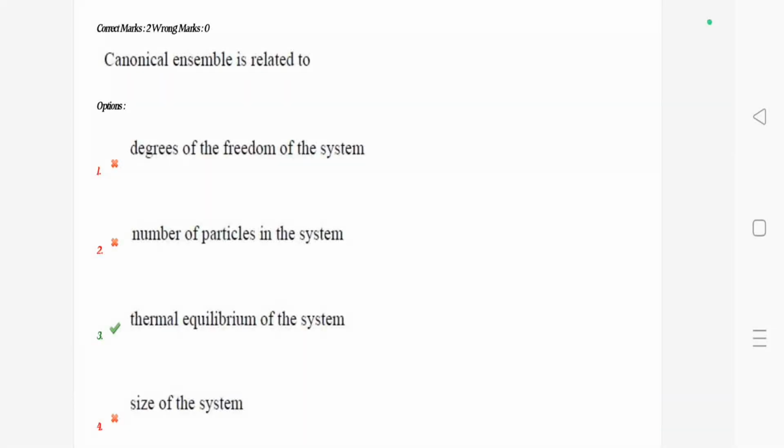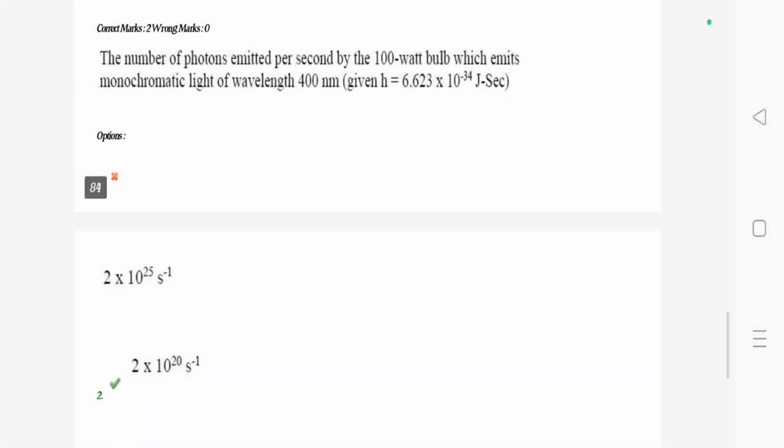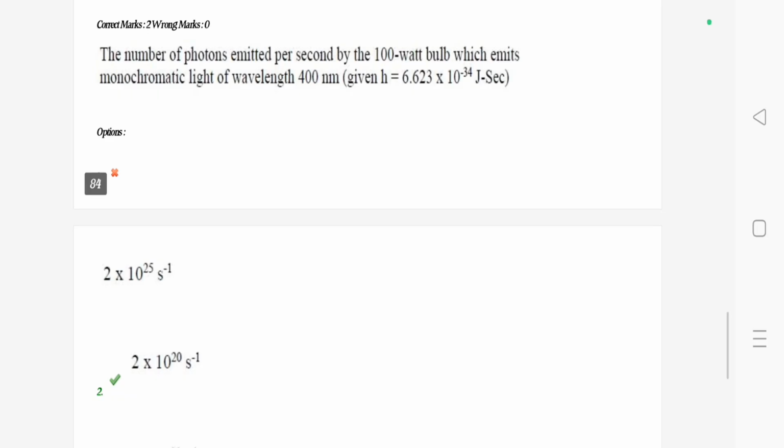Canonical ensemble is related to thermal equilibrium of the system. The number of photons emitted per second by a 100 watt bulb which emits monochromatic light of wavelength 400 nanometer, given h equal to 6.623 into 10 to the power of minus 34 joule second, I explained I think once, check my attached video, is 2 into 10 to the power of 20 per second.